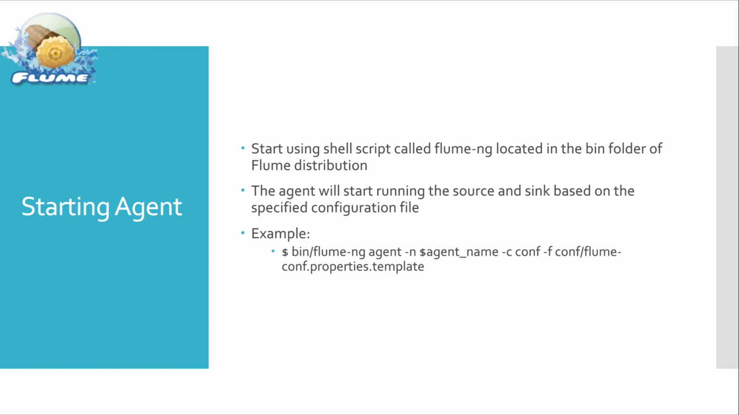As an example, the script is a shell script called flume-ng located in the bin folder, and the agent will start running the source and sink based on the specific configuration file. So the example here gives you what the command will be to transfer that data to a certain sink or file system.